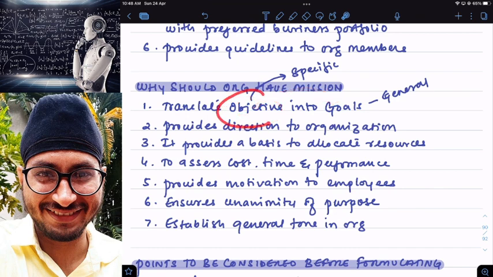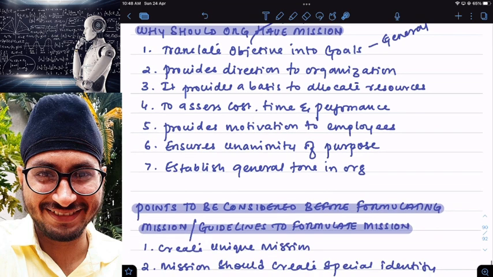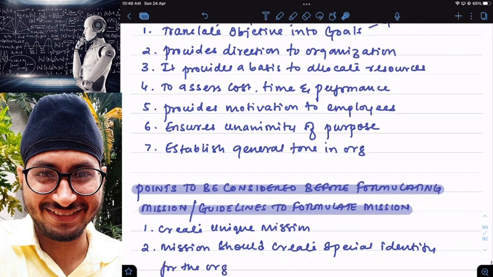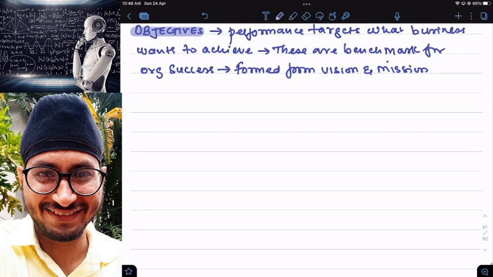Something which is measurable is an objective. Something which is not measurable is a goal. Something which has a time frame is an objective. Something which does not have a time frame is a goal. There are many differences. Some examples I have told you now. Now let us see the features of objectives.